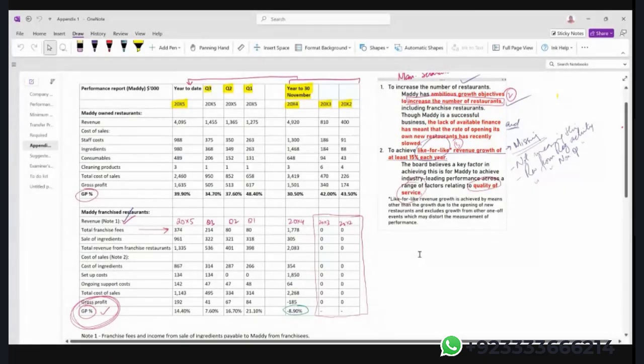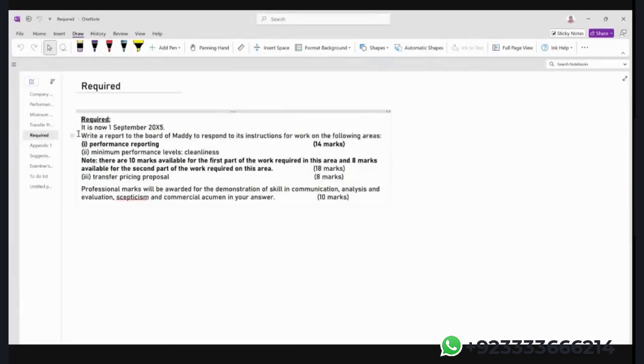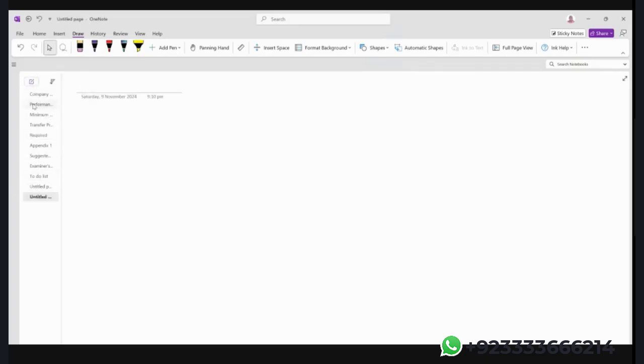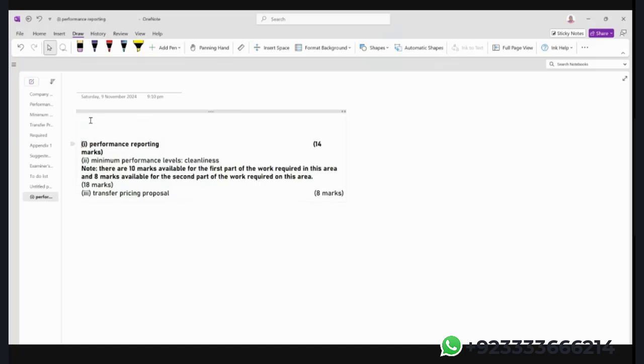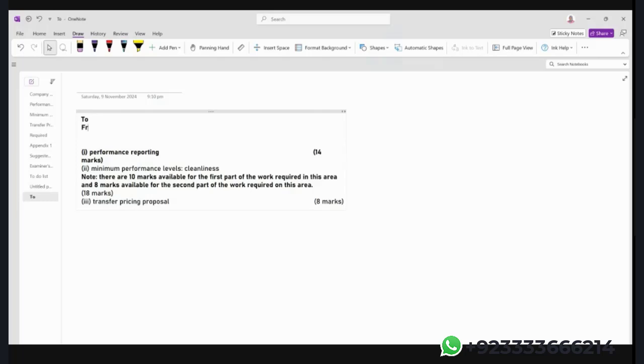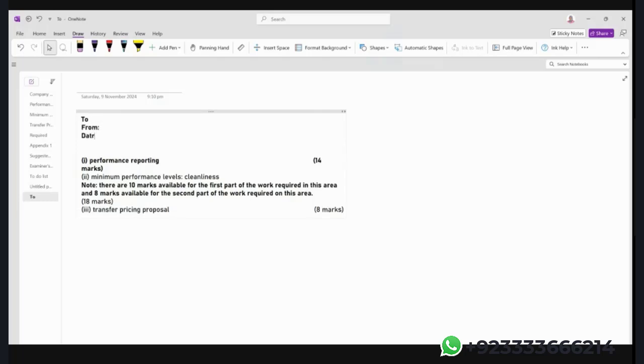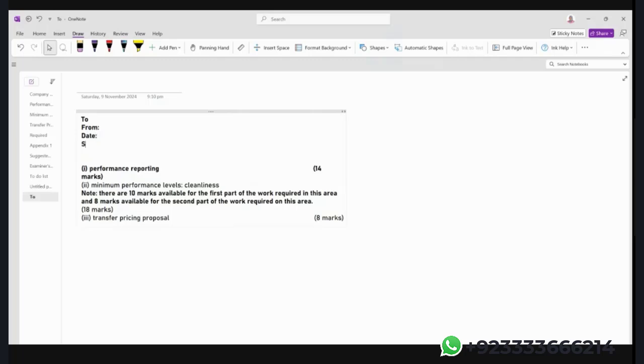Okay, yeah. So whenever you get a requirement, let's suppose we are dealing with question number one, we are starting with question number one. So how can you do that? See, just copy these things, Control C, and let's suppose we are here. So how can you make the structure of question number one? You can start with to, from, date, and subject, right? This is a standard pattern from ACCA.